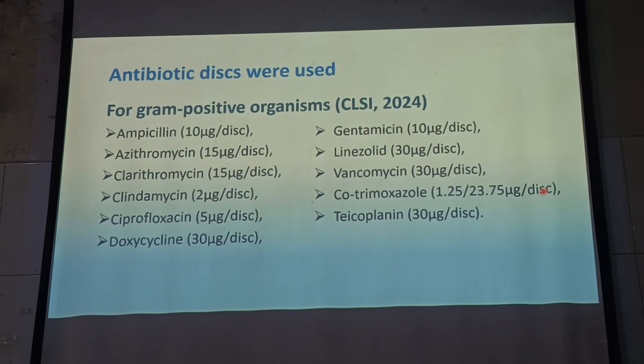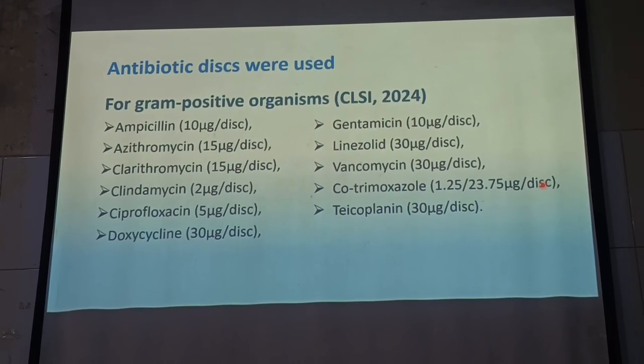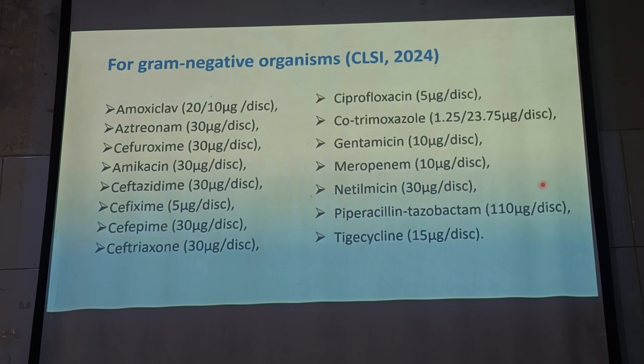Antibiotic discs used for Gram-positive organisms are ampicillin, azithromycin, erythromycin, clindamycin, ciprofloxacin, doxycycline, gentamicin, linezolid, vancomycin, co-trimoxazole, and teicoplanin. For Gram-negative organisms, amoxiclav, aztreonam, cefuroxime, amikacin, ceftazidime, cefixime, cefepime, ceftriaxone, ciprofloxacin, co-trimoxazole, gentamicin, meropenem, netilmicin, piperacillin tazobactam, and tigecycline are used.